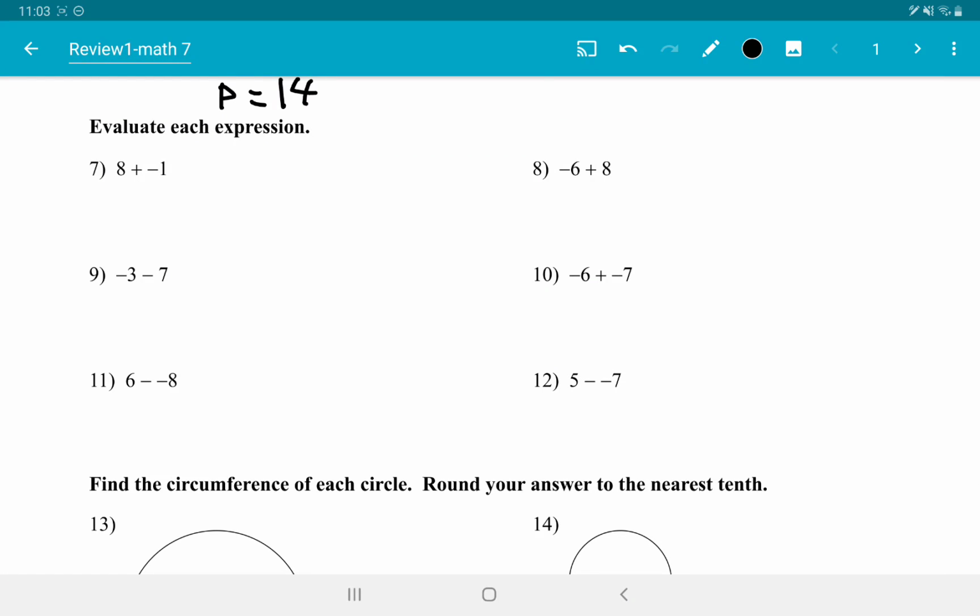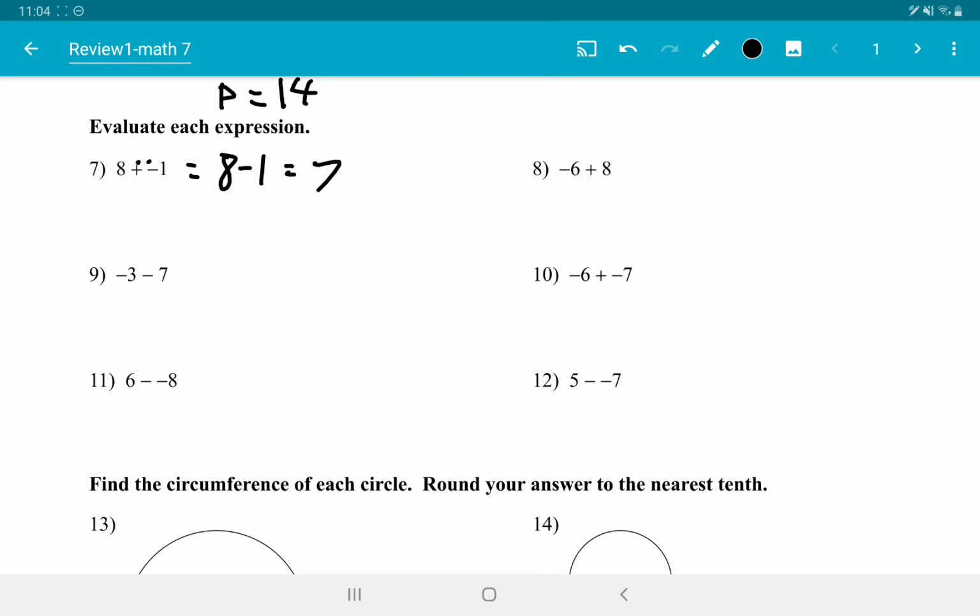So for all these, we want to evaluate each expression. So we have 8 plus negative 1. Since that's a plus and a minus, we could rewrite that. That's the same as saying 8 minus 1, which is 7. Okay. For number 8, I'm not going to do this one, but basically the same concept. You could switch that 8 and negative 6, and it will look exactly like number 7, or very similar to it. Okay.